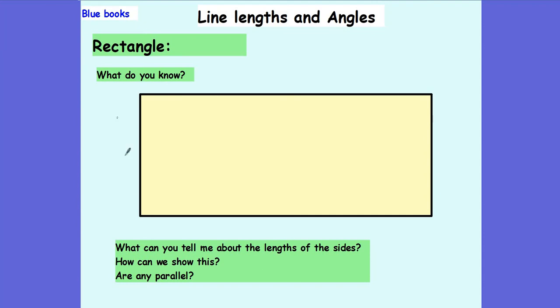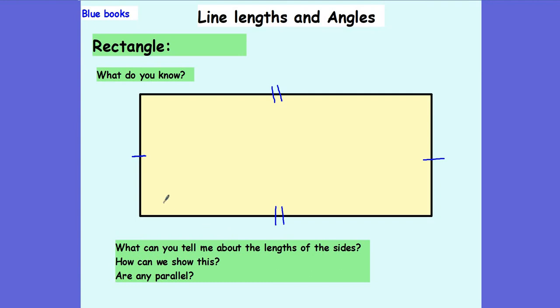Okay, in your dark blue books, can you now draw a rectangle? What can you tell me about the lengths of the sides? Well, I know in a rectangle that this side is equal to this side, and that this side is equal to this side. I know that this side here is not necessarily equal to the top side, so I mark the side on the left-hand side with 1 line and the top with 2 lines. So only sides with the same number of lines are the same length.